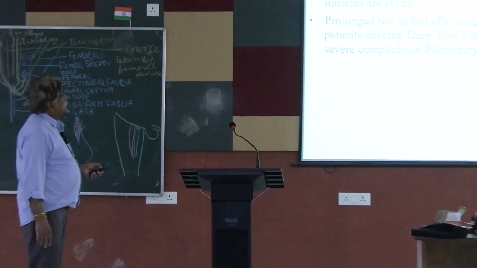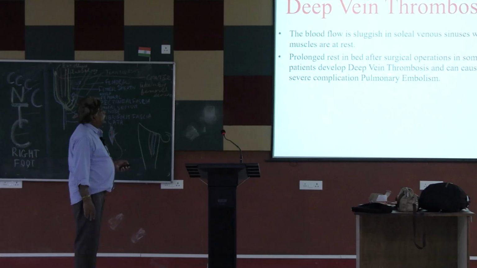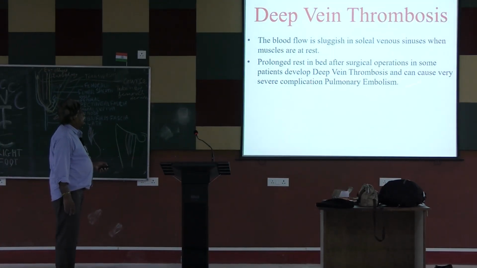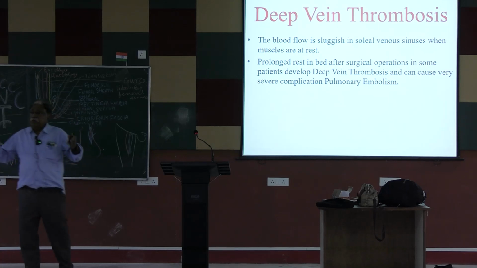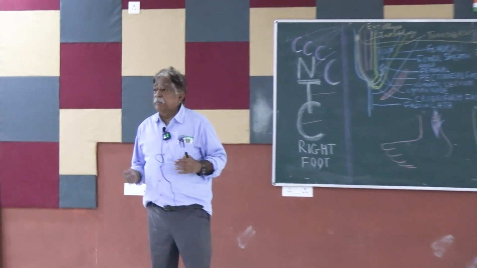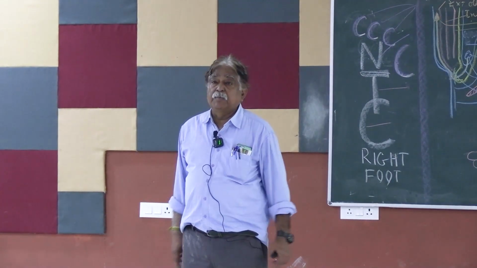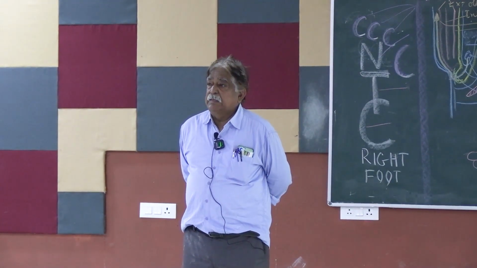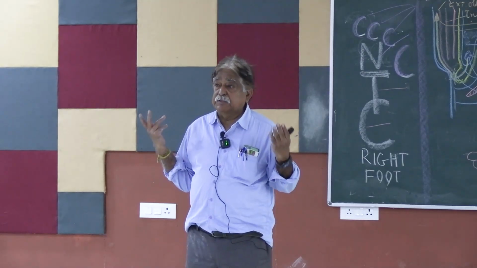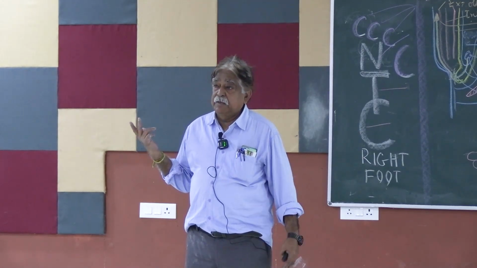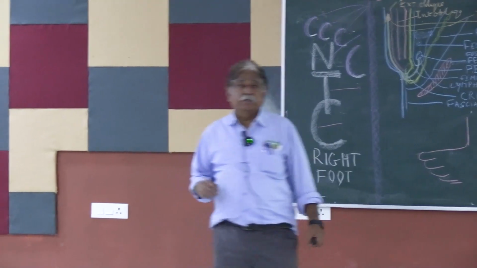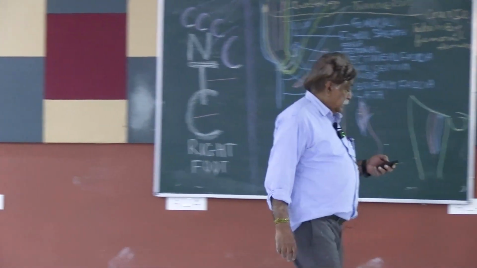Now, after prolonged rest in bed following a surgical operation, some patients develop deep vein thrombosis and it can cause a very severe complication, pulmonary embolism. You have done a fantastic operation, but ultimately the patient dies due to pulmonary embolism. Everything goes well, and you say the operation was successful, but the patient is dead. Huh? You can't write that on your death certificate. Okay?